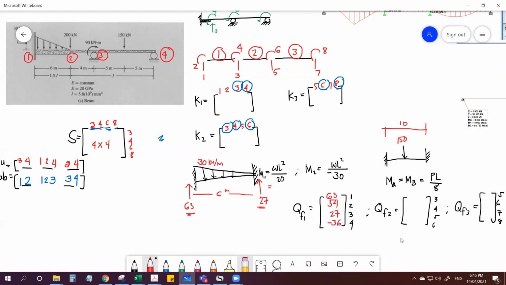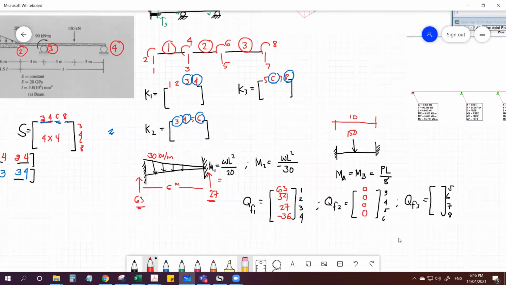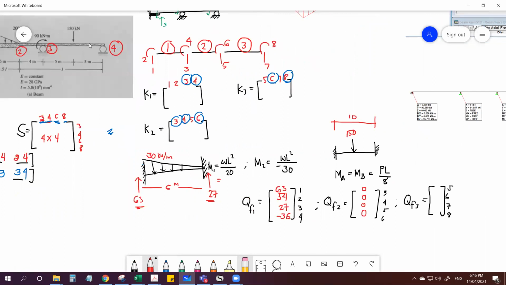QF2, as you see, there's no loading, so this will be all 0. Loading along the member, not on the junction or the end nodes. Next is QF3. We have 150 kilonewton. Based on the formula PL over 8, that is 150 times 10 over 8. What's that moment?